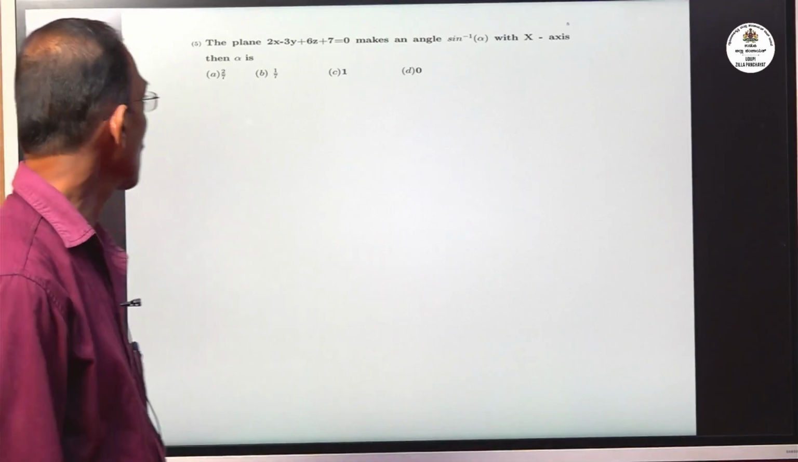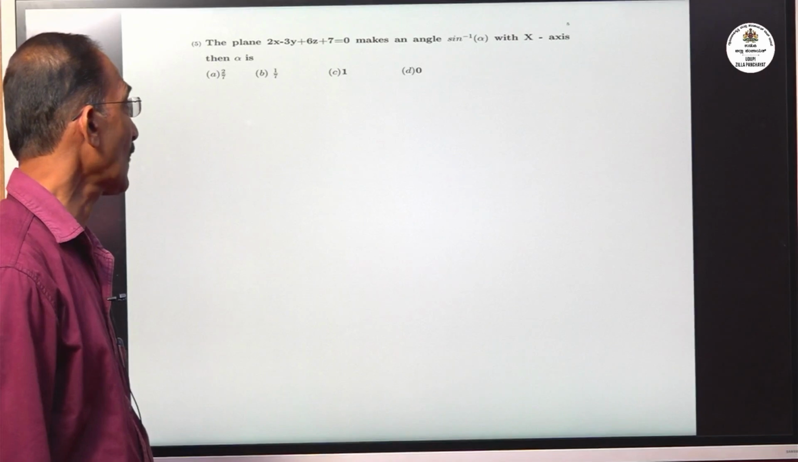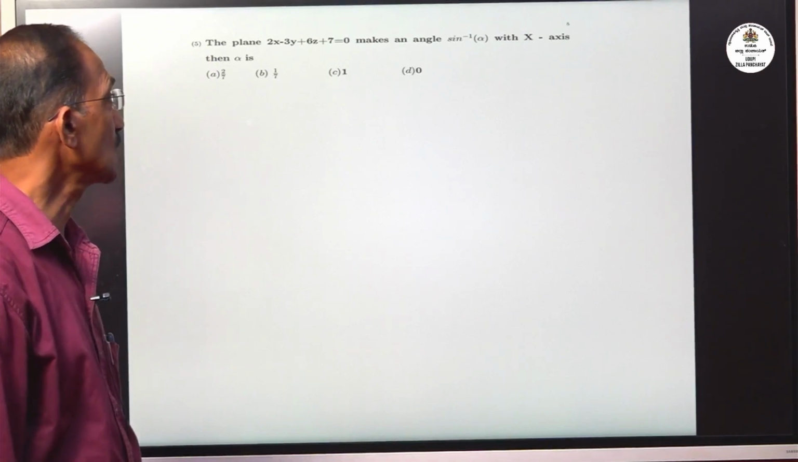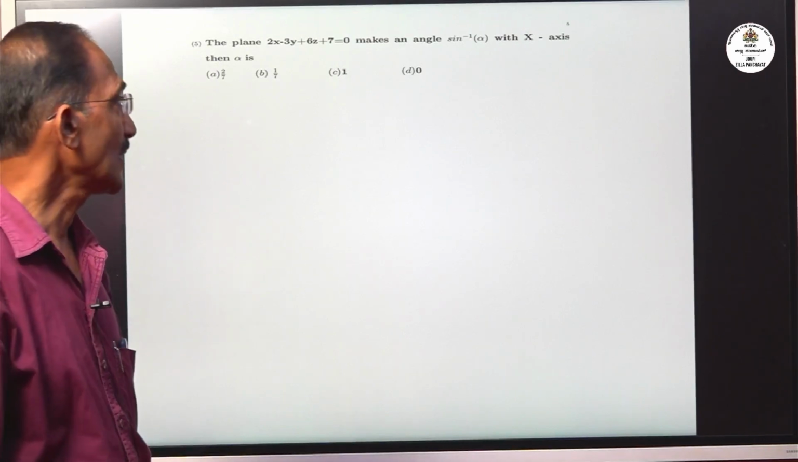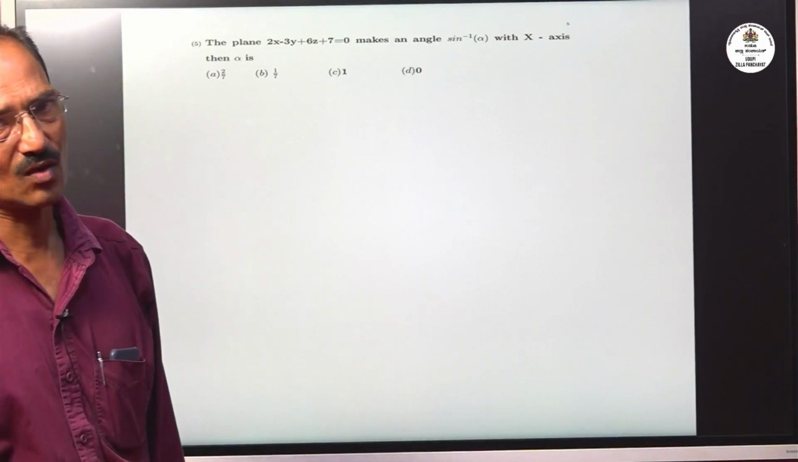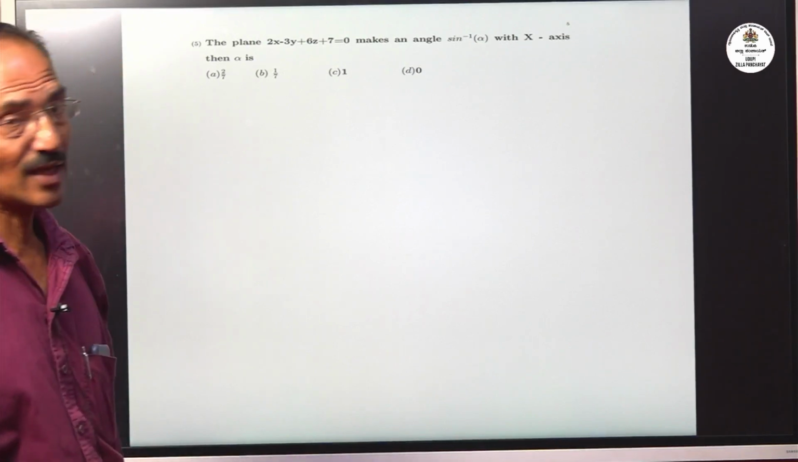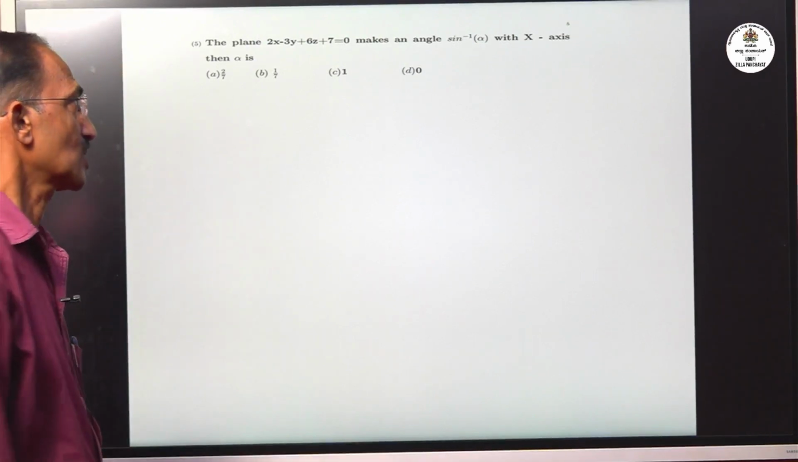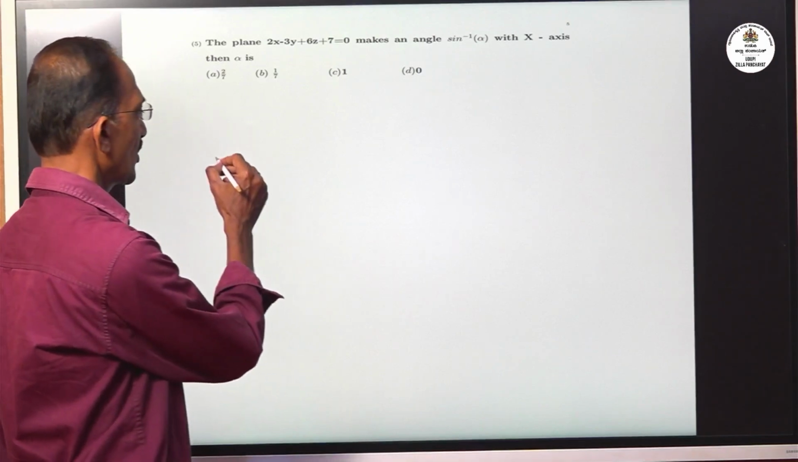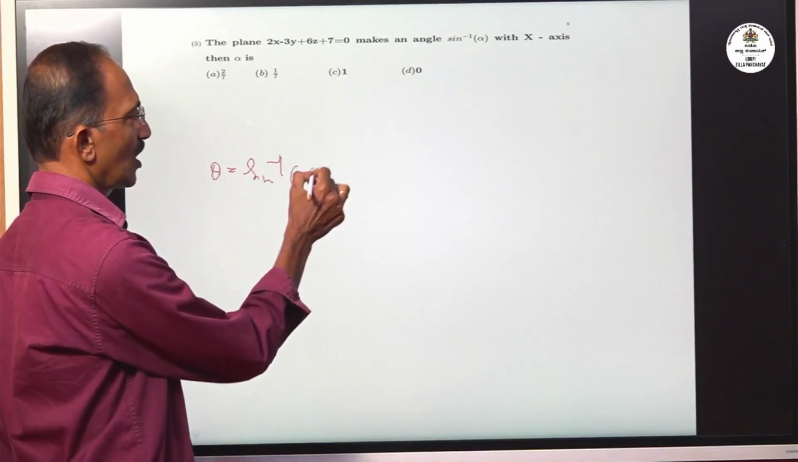Question number 5. The plane 2x minus 3y plus 6z plus 7 equals 0 makes an angle sine inverse alpha with the x-axis. Then what is the value of alpha? So the plane is making an angle sine inverse alpha with the x-axis. So clearly theta, the angle made, equals sine inverse of alpha.